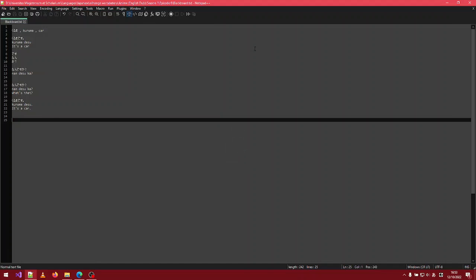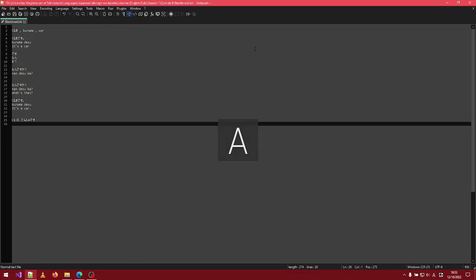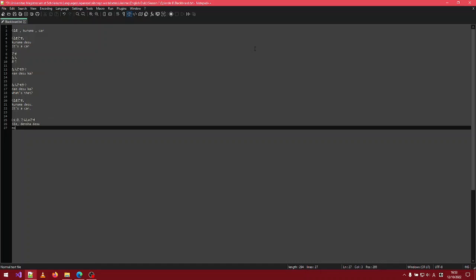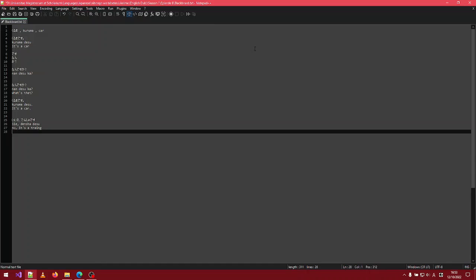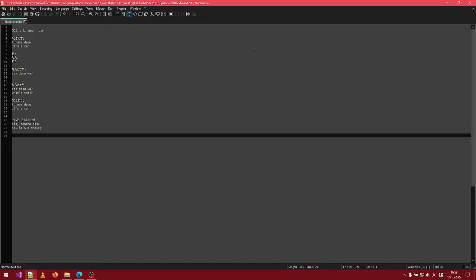Of course, it is not. So what we have to do is say iie. So if train is densha, how would we do that? いいえ、電車です。 Iie, densha desu. No, it's a train.